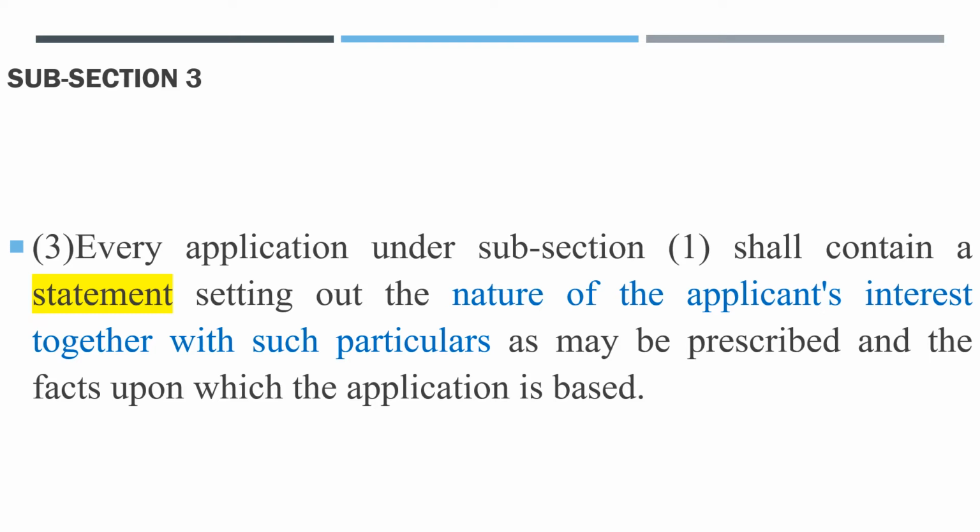Fine. So in a very simple sentence, I would like to analyze this subsection. Okay, just listen carefully. An application under section 84 subsection 1 shall contain a statement about the nature of the applicant's interest with particulars and the facts on which the application is based. This is the simple meaning of this subsection. I hope it is clear now. So let us proceed.